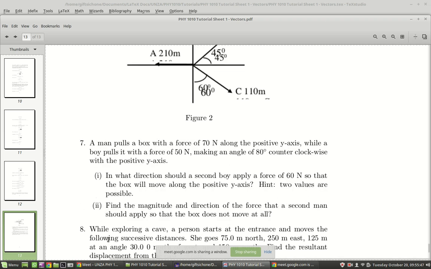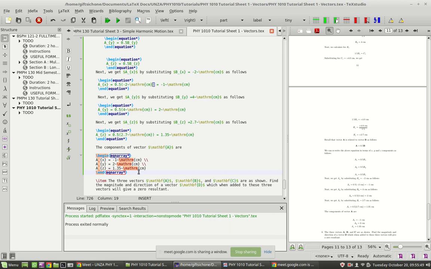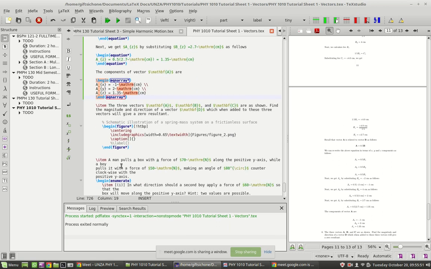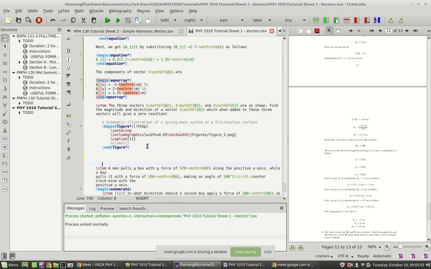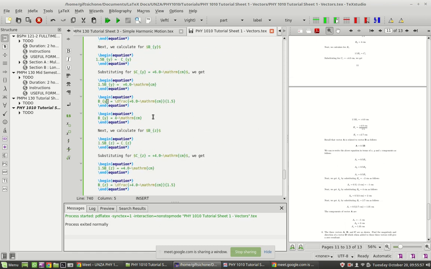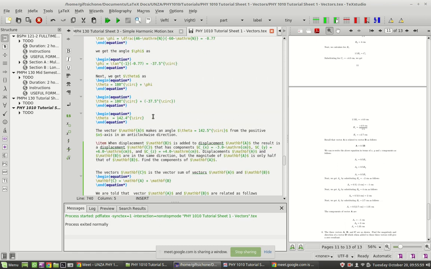I need a couple of minutes to copy a table somewhere so that we can go through this particular calculation and see what we get.